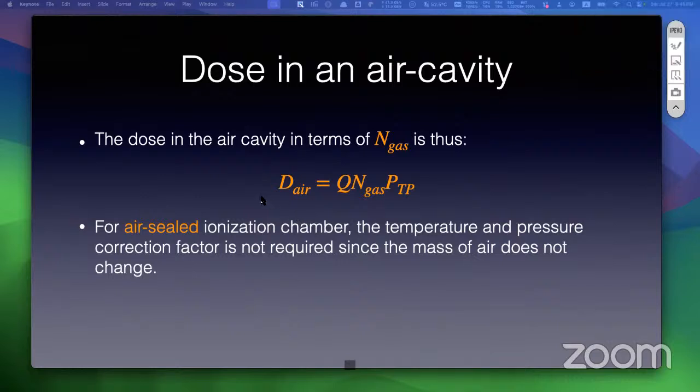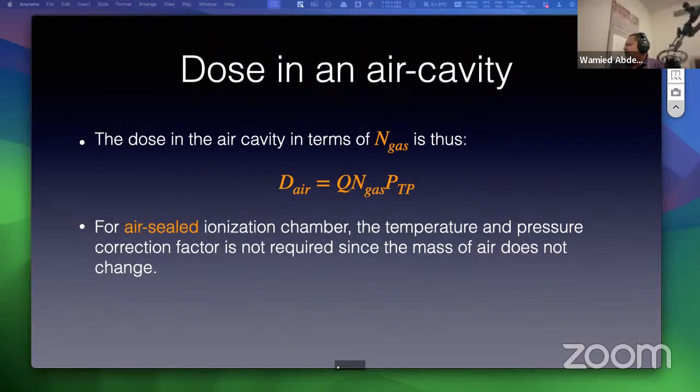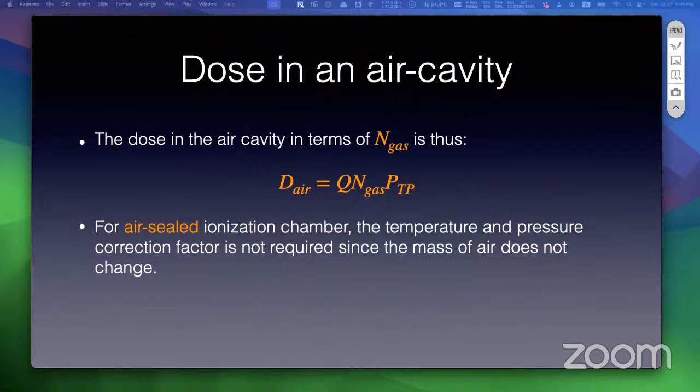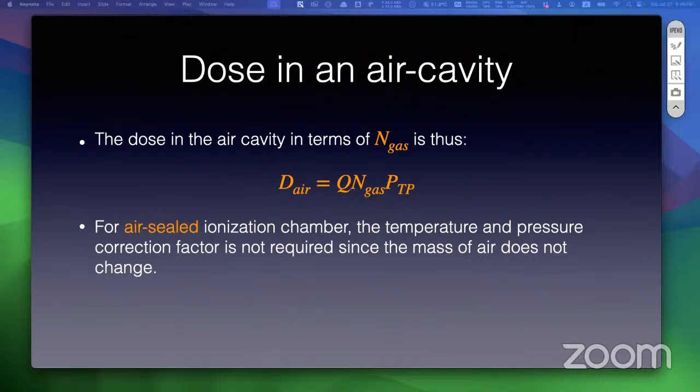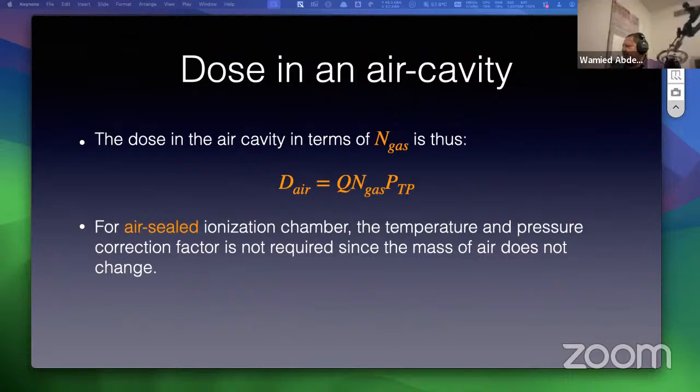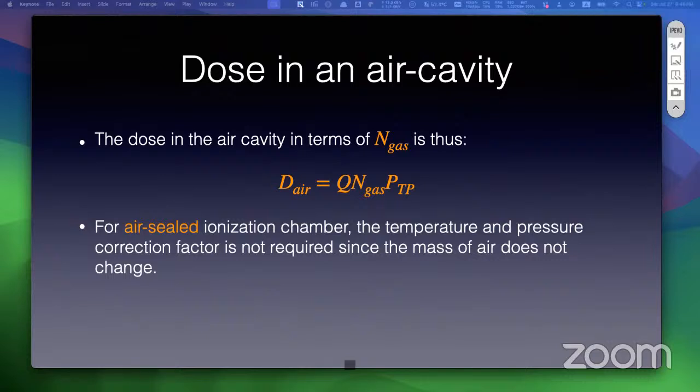Sorry, Doctor, I have a question. Yes. So in the same equation, when we have D air and N gas, both of them are going to have the same constant, which is W divided by E, W air. Yeah, what do you mean, same constant?